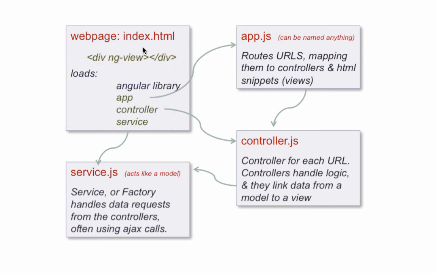We have a web page, loads an app which routes the URLs. The logic of that URL is handled by the controller. Part of that is usually to get data, which we encapsulate inside another file I'm calling service, which returns the data to controller, which is then displayed in a view. It's relatively simple and straightforward as an architecture.